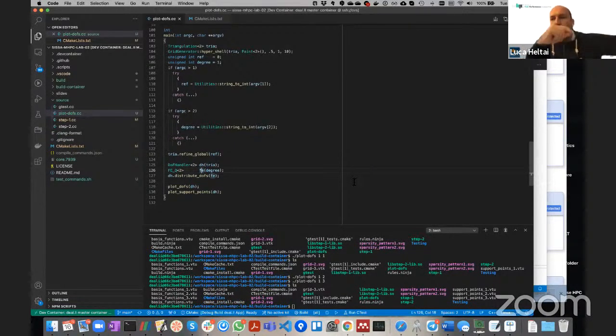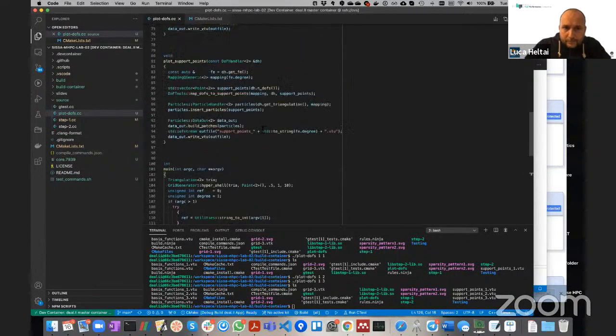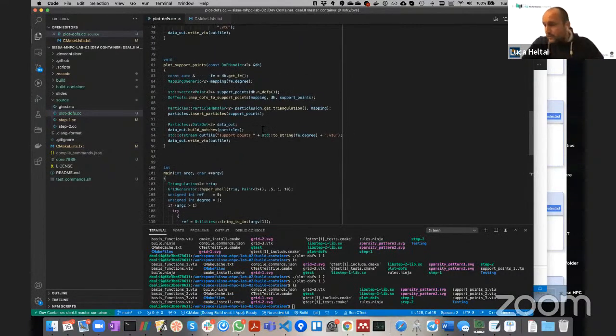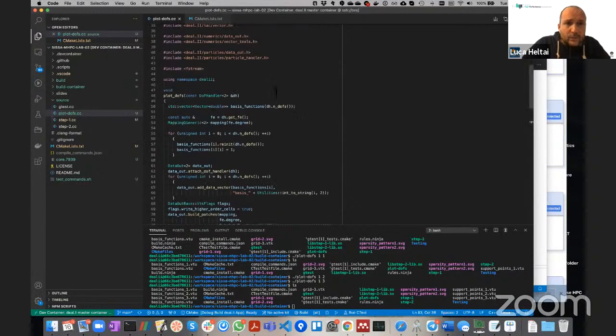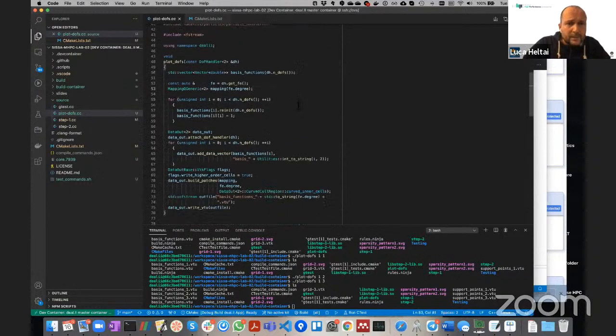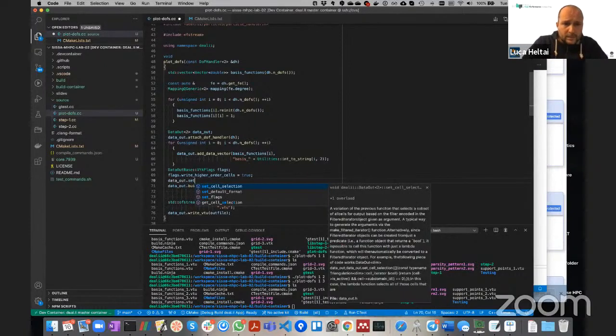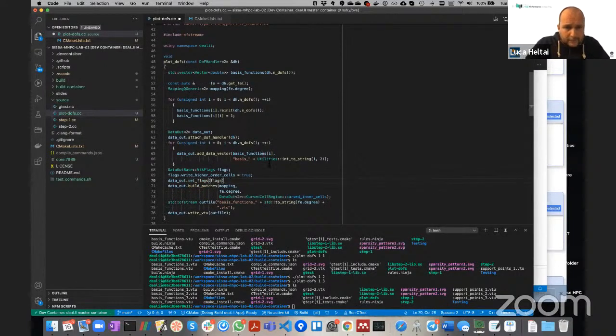You can assume that whenever you have a collection of dots as basis functions, your basis functions are going to be 1 in one of those dots and 0 elsewhere. So let me write here, I forgot to do something, which was mapping FE degree, that out, and data out set flux. And now I would like to build and run this for a couple of cases.